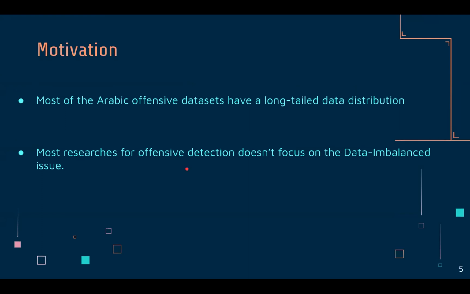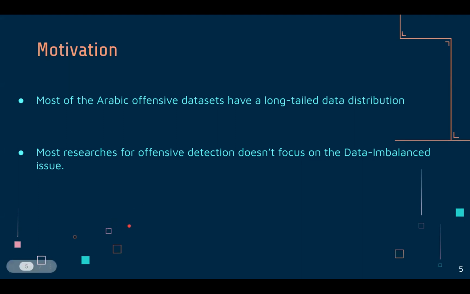This is a problem: most Arabic offensive datasets have a long-tailed data distribution, which means the distribution is very skewed, and there is a data imbalance problem. If we have offensive and non-offensive classes, the offensive class is only 10% of the overall distribution. So this problem will create bias towards the non-offensive class and will affect the model performance.